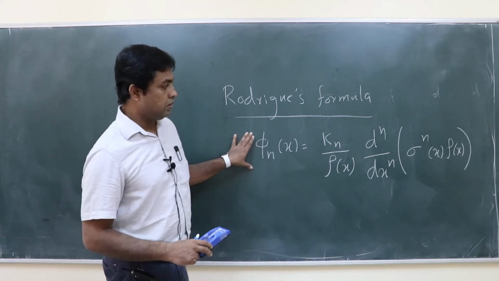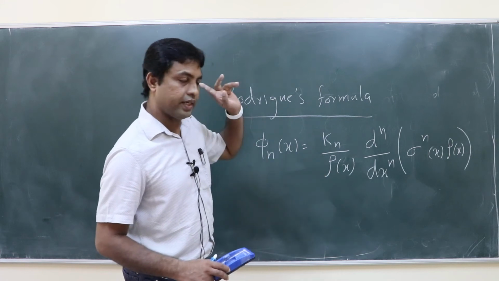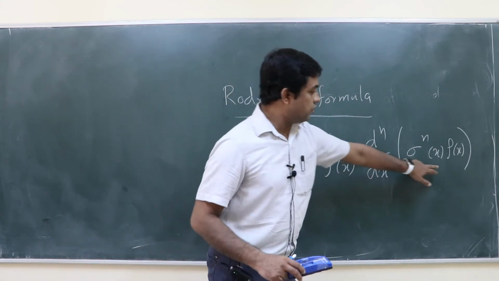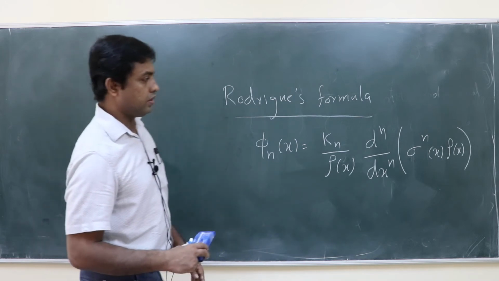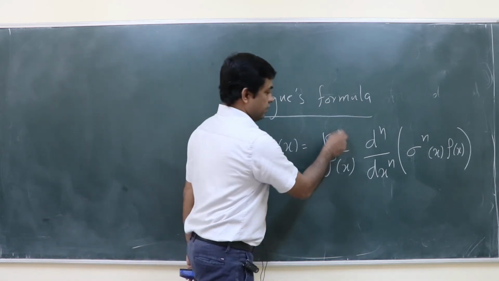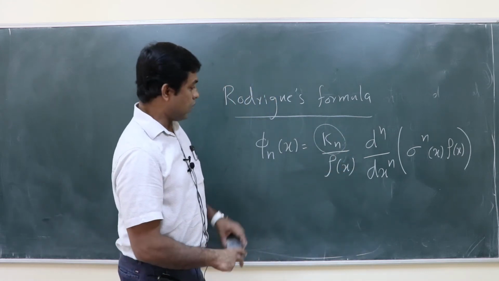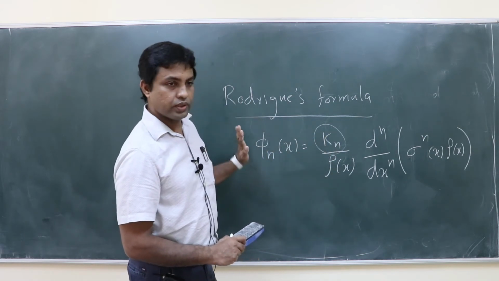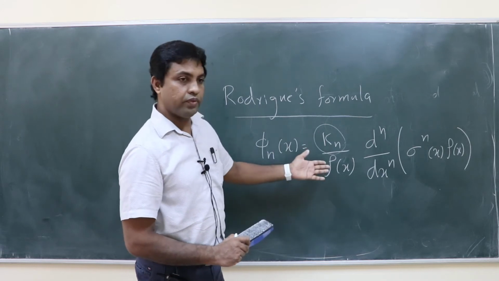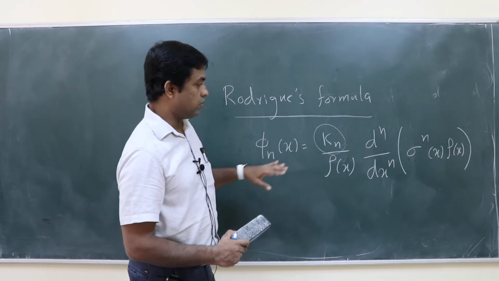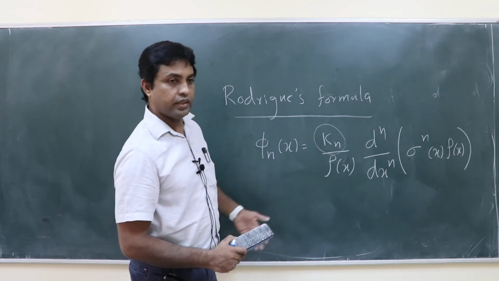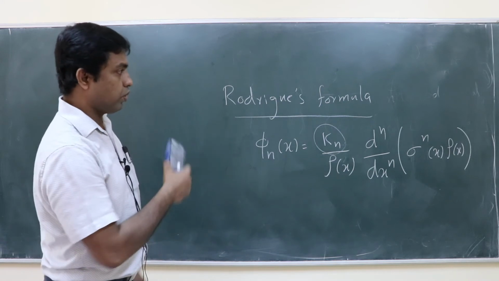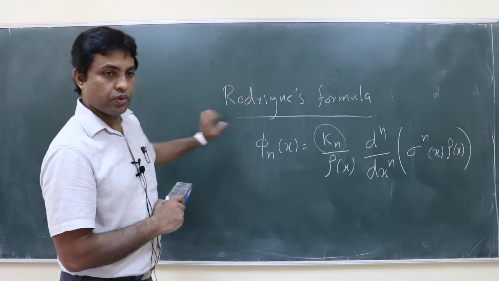You know what rho of x is, that is basically the weight function. Sigma is the coefficient of d square phi by dx square in that equation. The kn are n-dependent constants. So I can calculate phi n of x using this formula. It's called the Rodrigues formula. kn will be given for each class we discussed earlier, so you can calculate phi n of x for each of the three types of polynomials we just discussed.